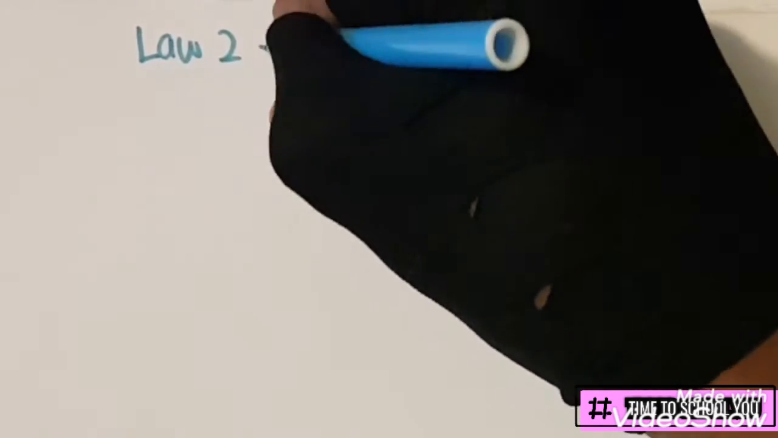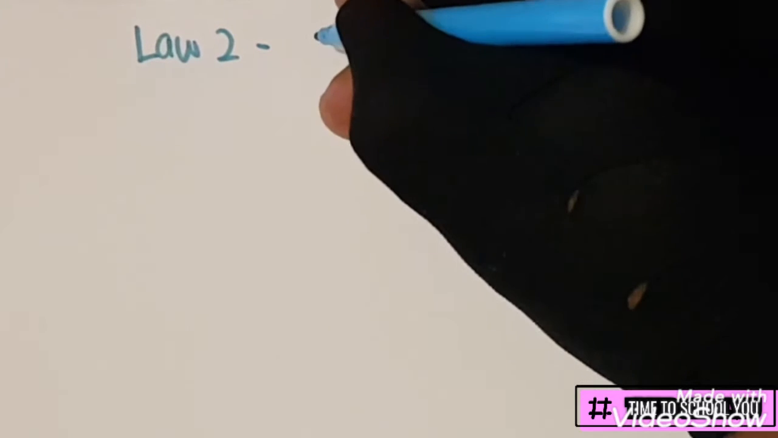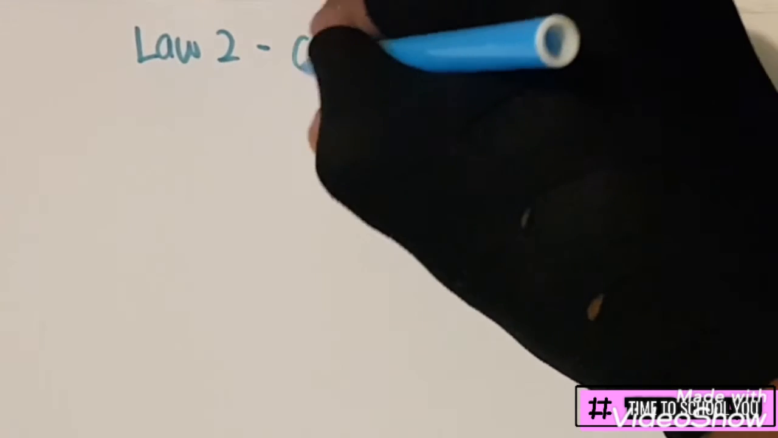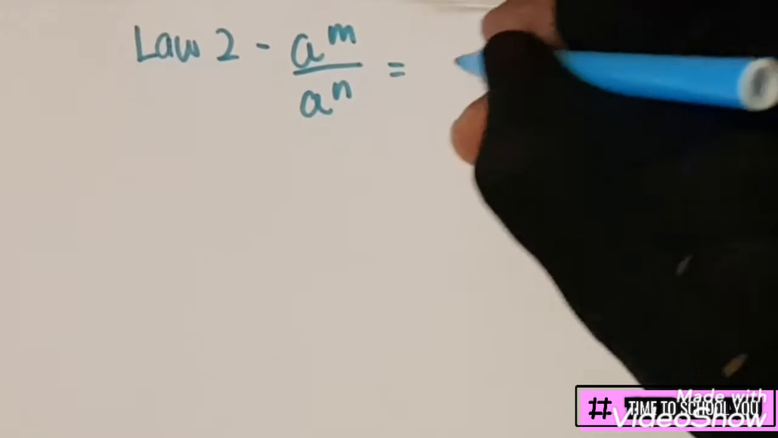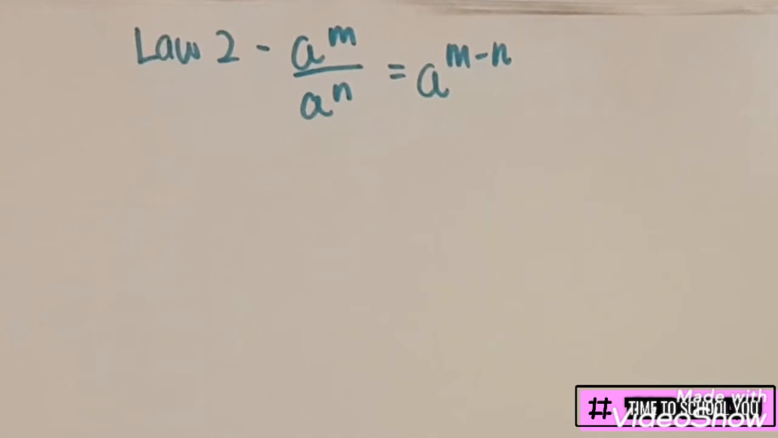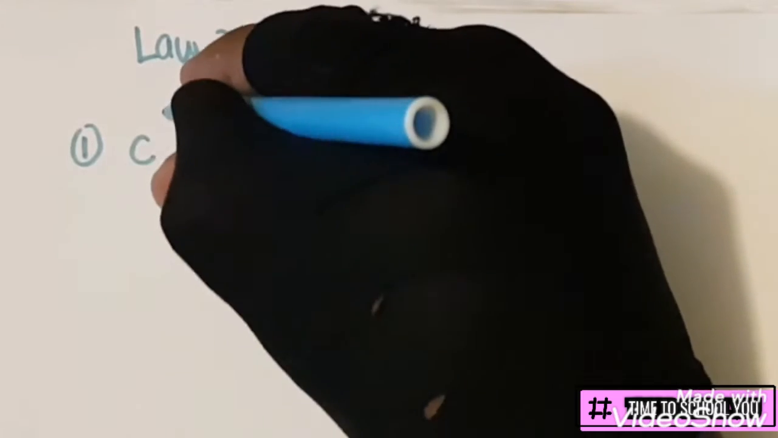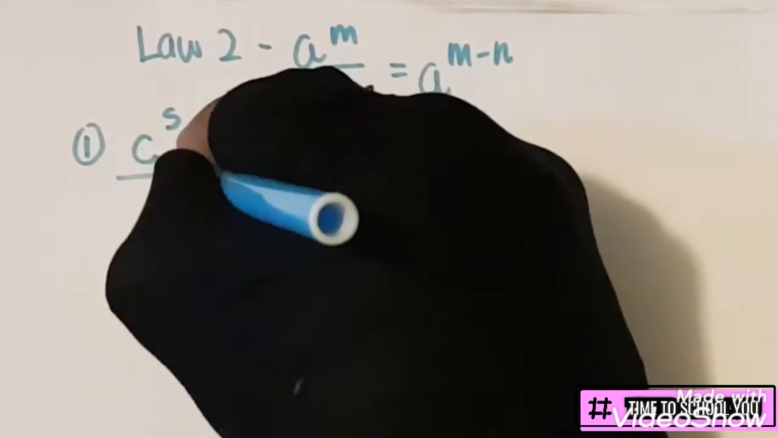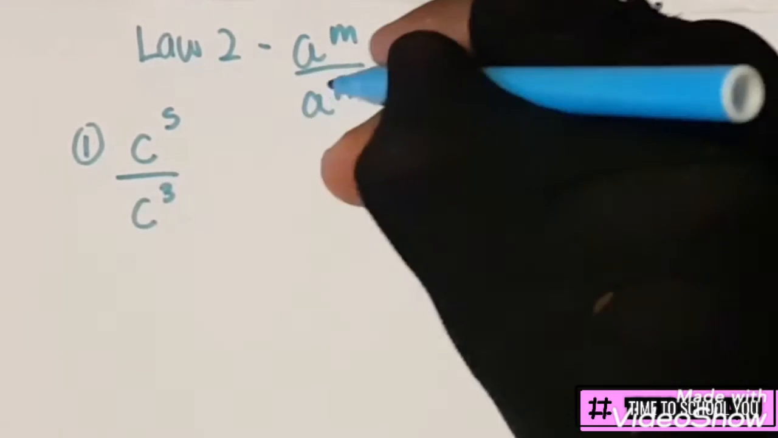Okay, let's look at law 2 of exponents. Here we learn that law 2 states that when the bases are the same and they're being divided, remember these bases are the same, then we subtract the exponents. So keeping the same principle, we're going to look at some examples. The first example will be, let's make it c to the power 5 divided by c to the power 3.